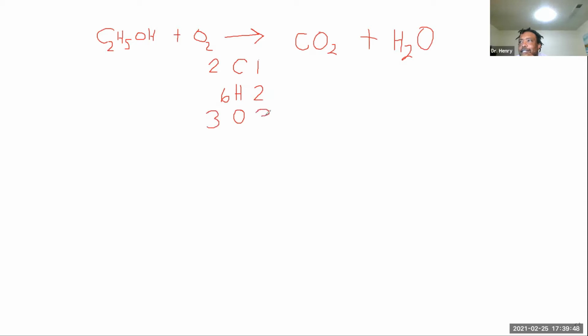3. Okay, is it balanced? Are we done? No. Okay, what do I need to do? You need to balance out the equation. Carbon: put a 2 on the product side, in front of the C.